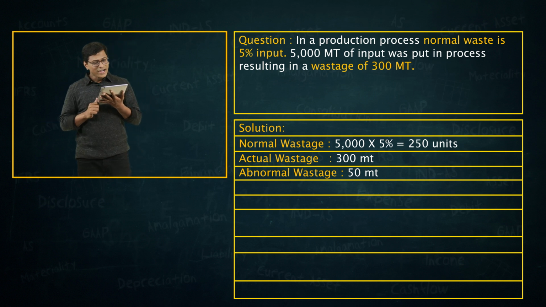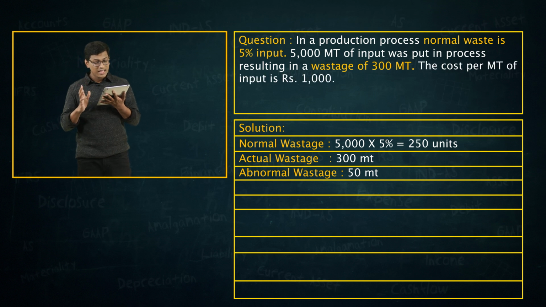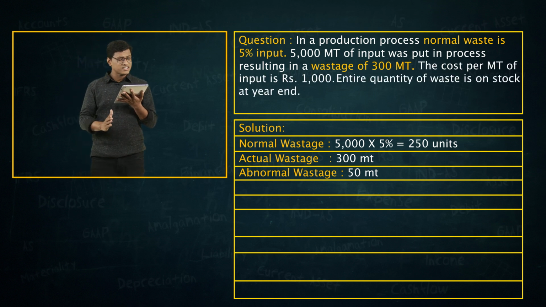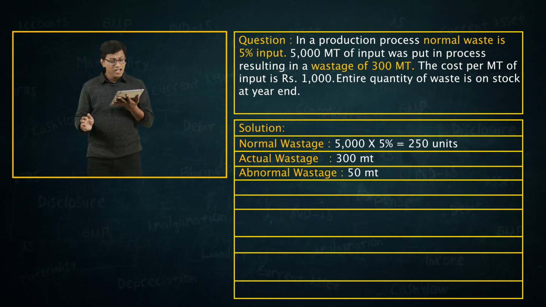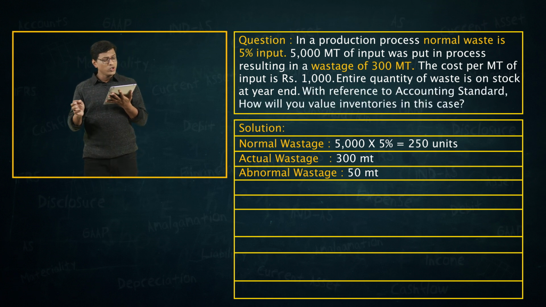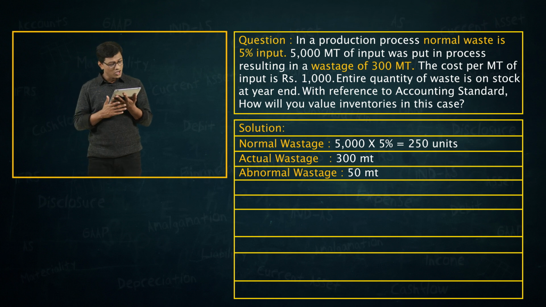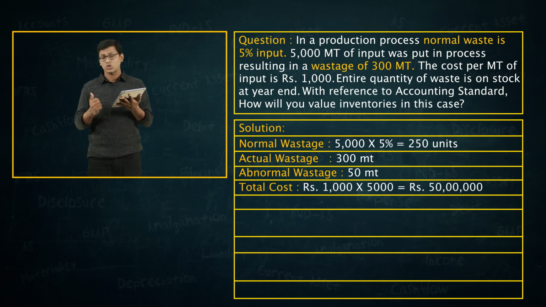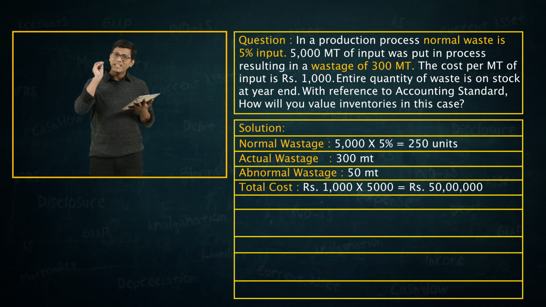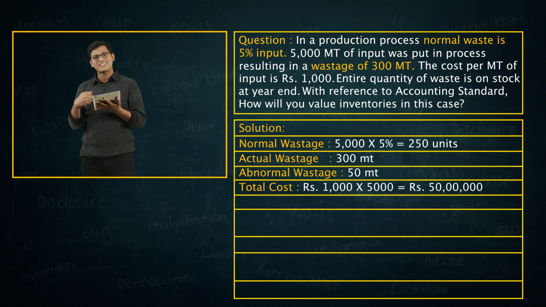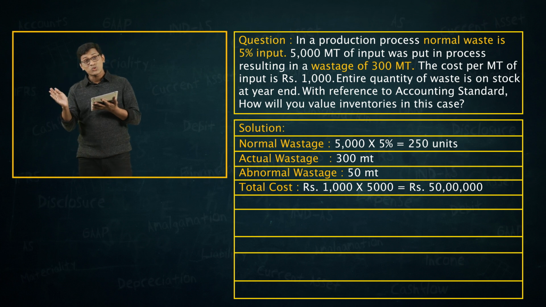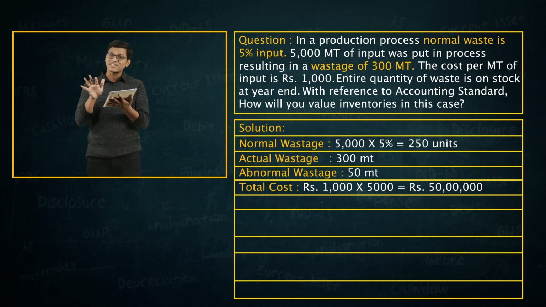Okay, continue. Cost per metric ton of input is 1000 rupees. Entire quantity of waste is on stock at the year end. With reference to the accounting standard, how will you value inventories in this case? Now, the total cost, 1000 rupees per metric ton into 5000 metric tons, will be 50 lakh rupees. 50 lakh rupees should be the cost, not for 5000 metric tons, but we should consider that it is the cost for 5000 minus 250 metric tons, right?